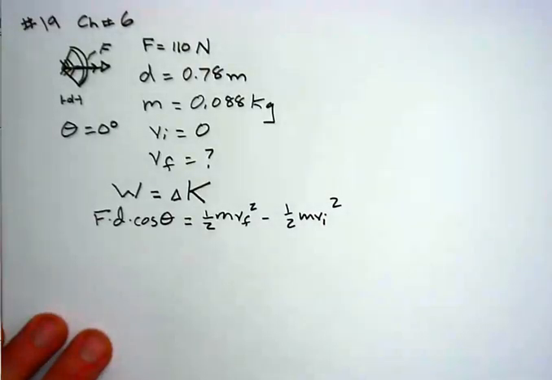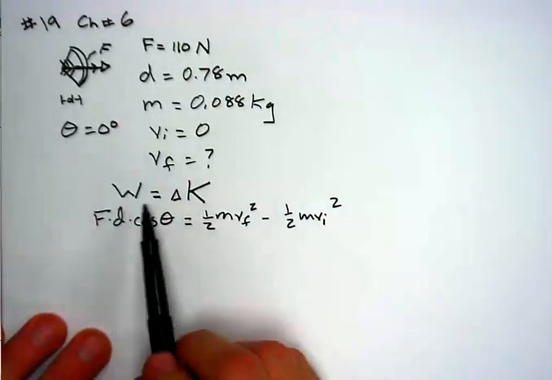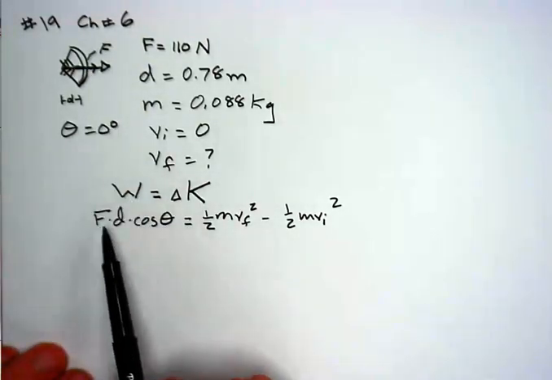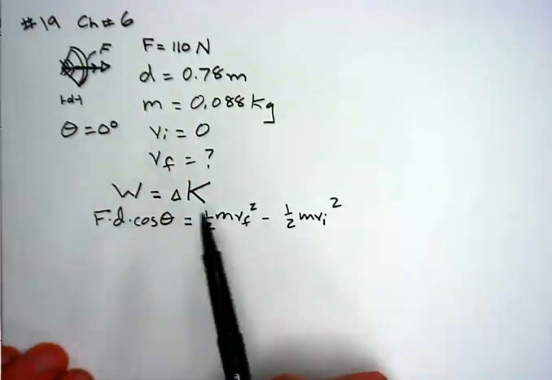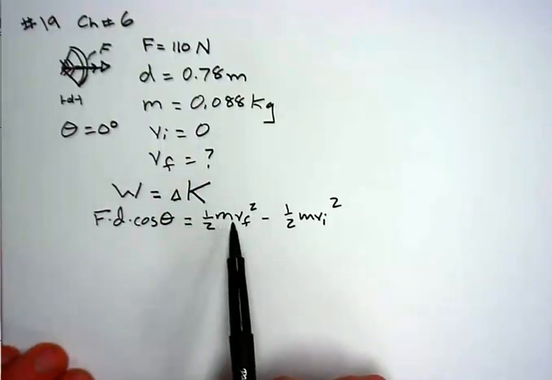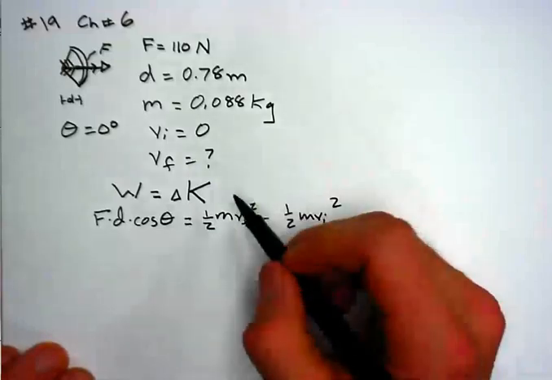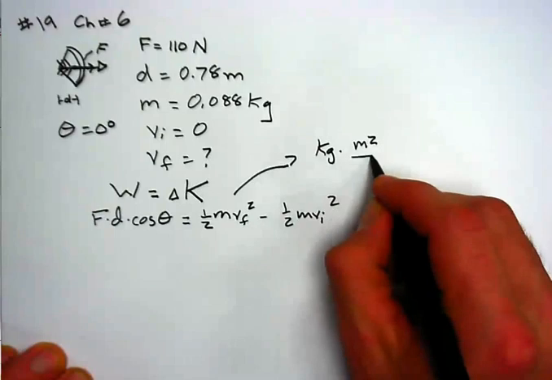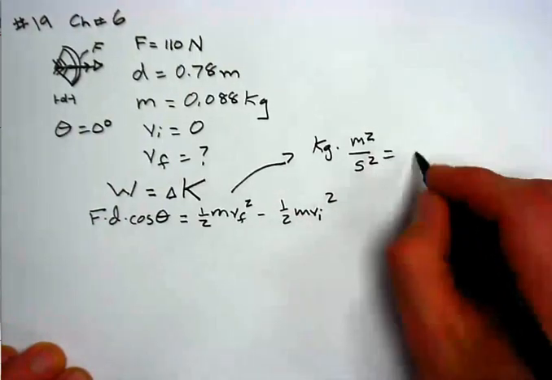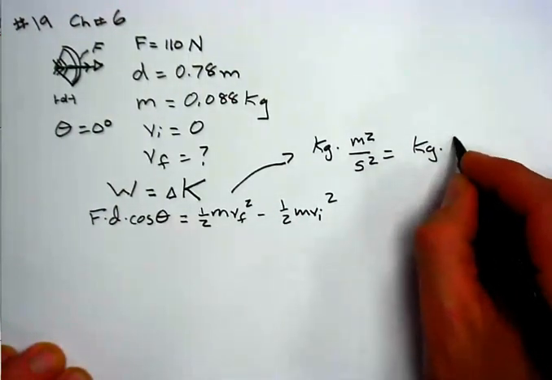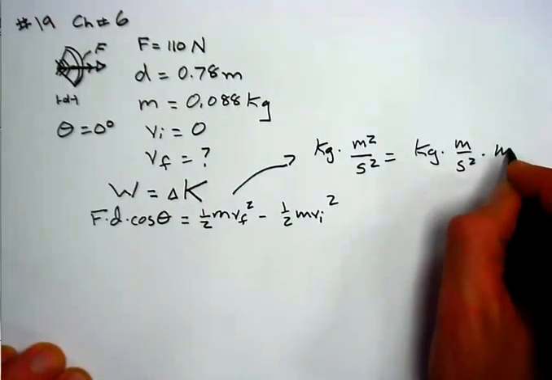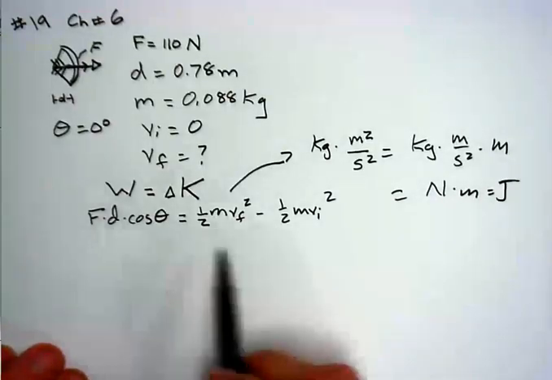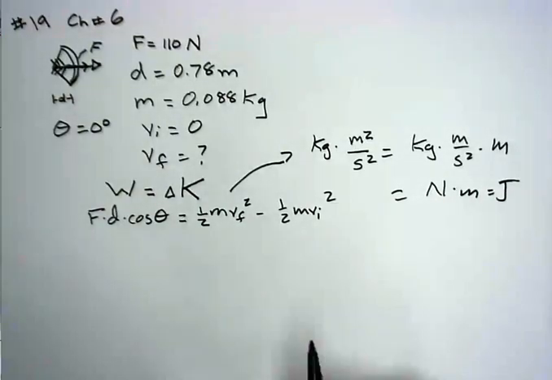Okay. Now, notice that both sides of the equation are in joules. Work is a newton meter, that's a joule. Here we have kilograms times meters squared per second squared, which is a kilogram times meter per second squared times meters, which is a newton meter, which is a joule. So both sides of the equation are measured in joules.